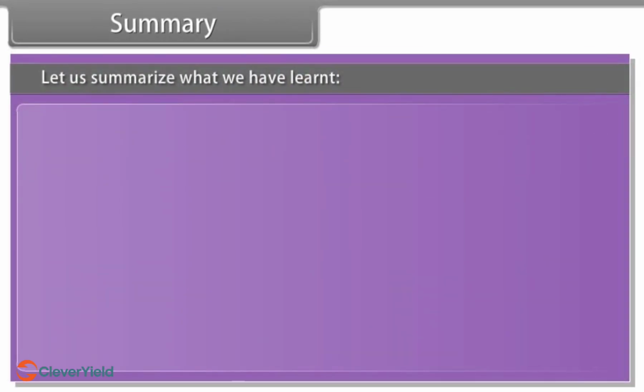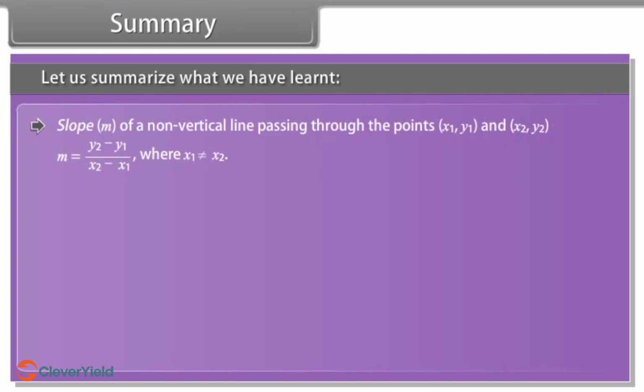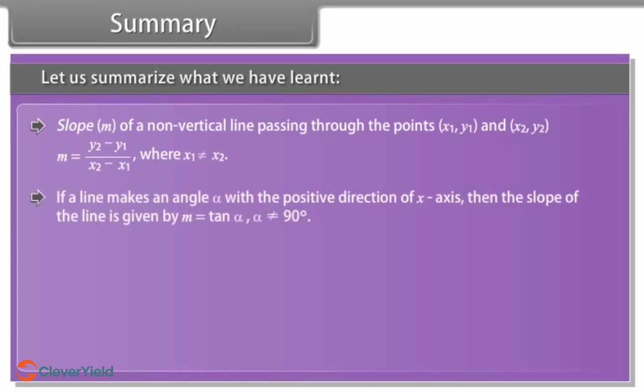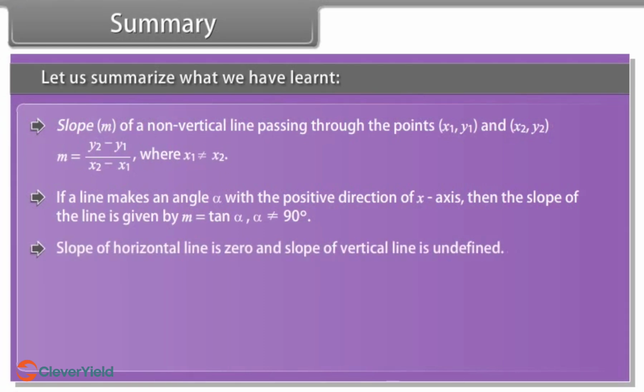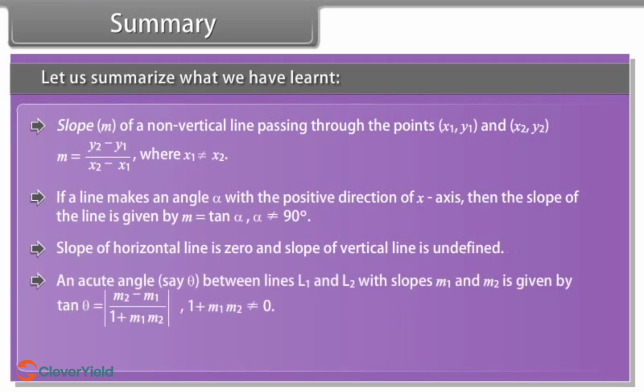Summary. Let's summarize what we have learnt. Slope m of a non-vertical line passing through the points (x1, y1) and (x2, y2). If a line makes an angle alpha with the positive direction of the x-axis, then the slope of the line is given by m is equal to tan alpha. Slope of a horizontal line is 0 and slope of a vertical line is undefined. An acute angle between lines L1 and L2 with slopes m1 and m2 is given by the formula, provided 1 plus m1 m2 is not equal to 0.